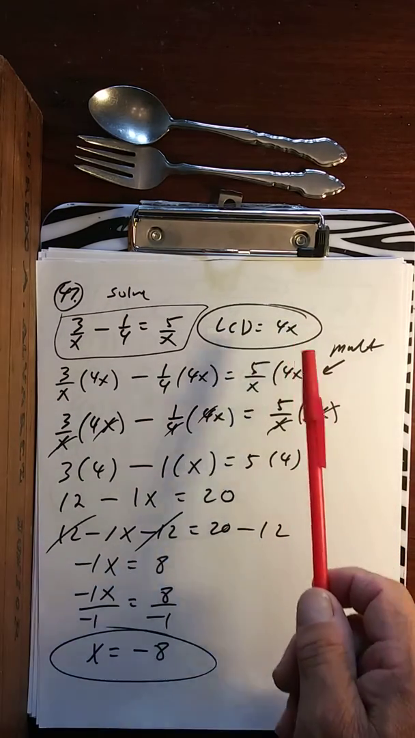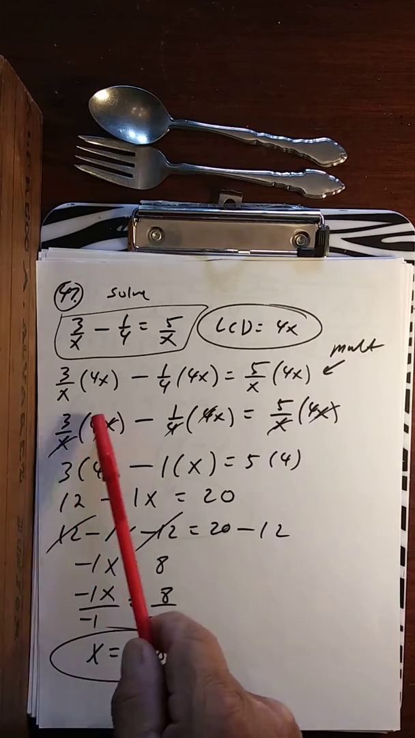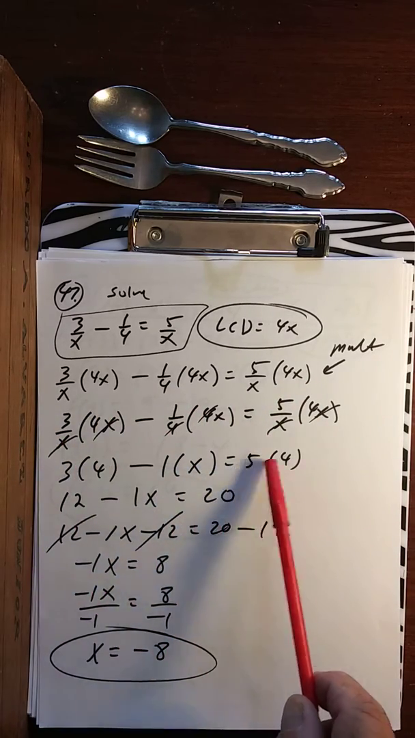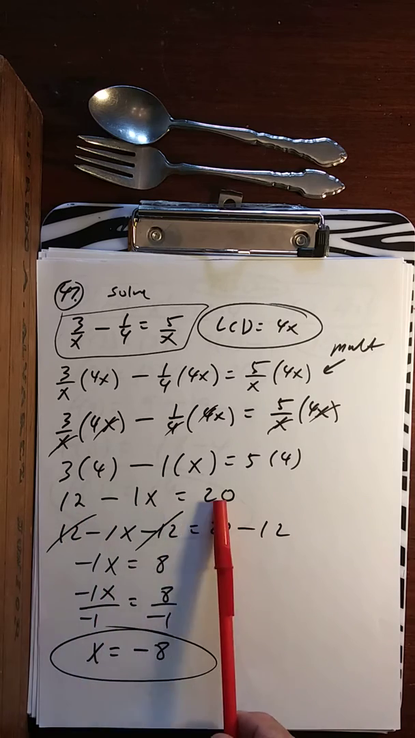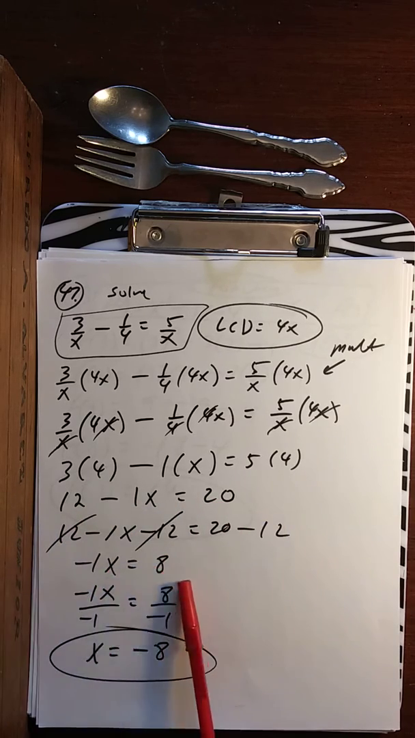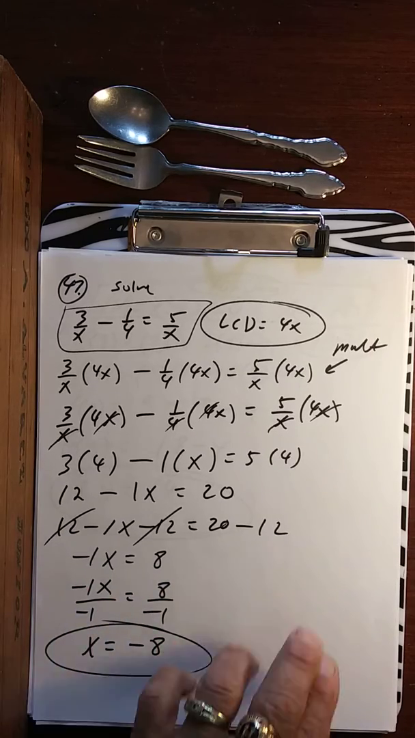Multiply by the LCD, which is 4x. 4x. Divide. 3 times 4 minus 1 times x. 5 times 4. 12 minus 1x equals 20. Minus 12, minus 12. These are gone. So minus 1x equals 8. Divide by negative 1, divide by negative 1. X equals negative 8.